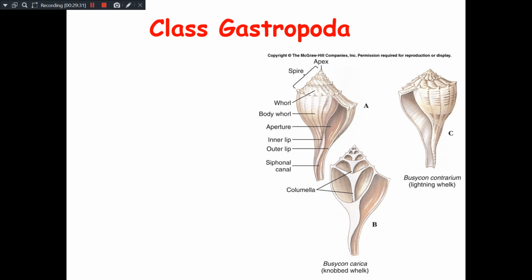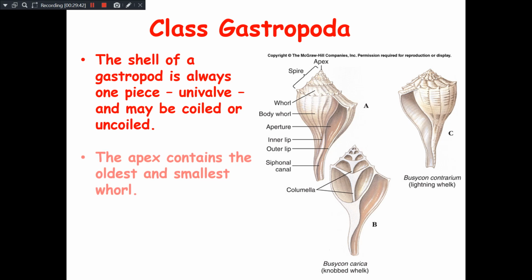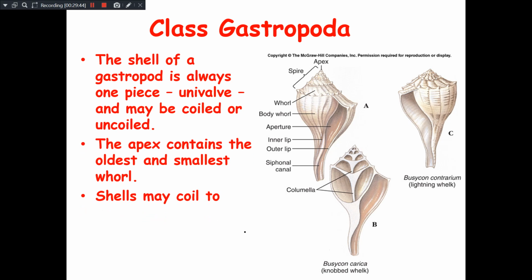So now, each group has their own type of shell. Gastropoda is the largest class. Here, in the gastropoda, the shell is always a single piece, univalve, and may be coiled or may not be, but in most of the cases it has been coiled by torsion, by rotating 180 degrees.